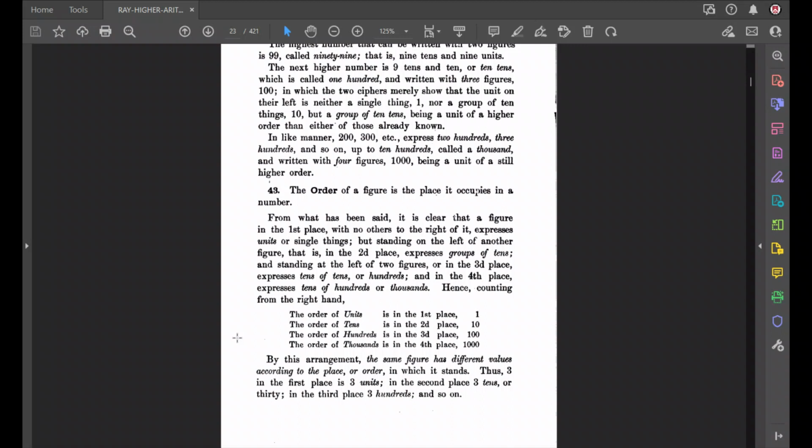By this arrangement, the same figure can have different values according to the place or order in which it stands." This is the real brilliance of our arithmetic system. By this arrangement, the same figure, we only need 9 figures. The same figure can have different values according to the place or order in which it stands.